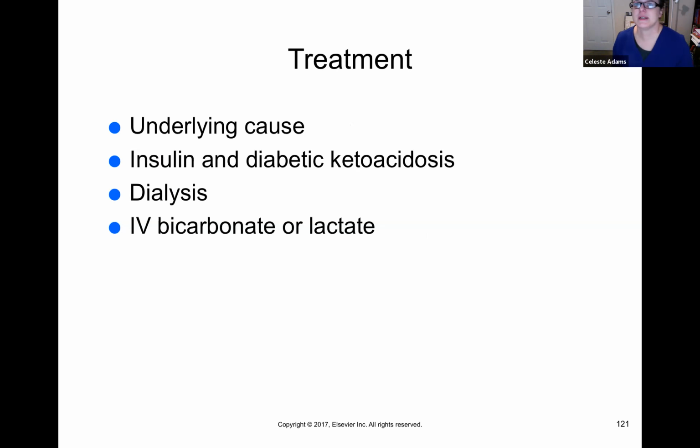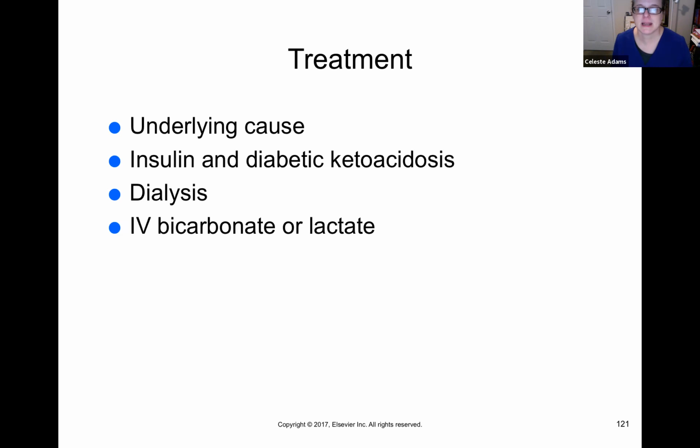Next, treatment. You're going to treat the underlying cause. What does that mean? Whatever is causing the patient to not be able to make bicarb, you're going to treat that, whether it be the renal failure, or the diarrhea and vomiting that's causing the patient to lose all that bicarb. You're going to treat those causes first. It's as simple as that: if you don't have those causes, then you won't have the bicarb loss.